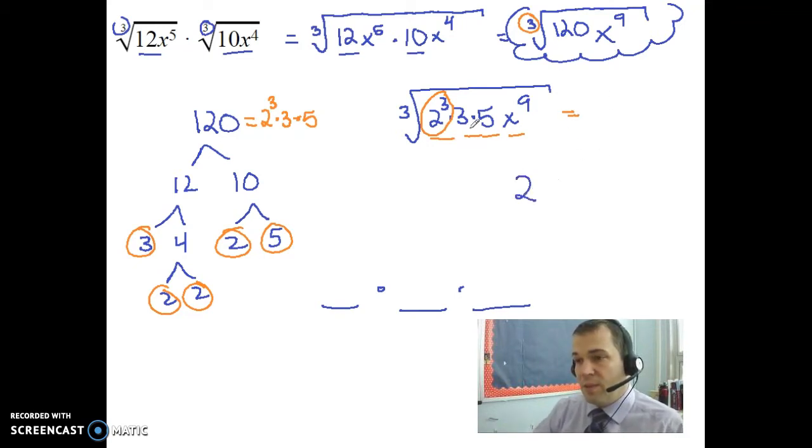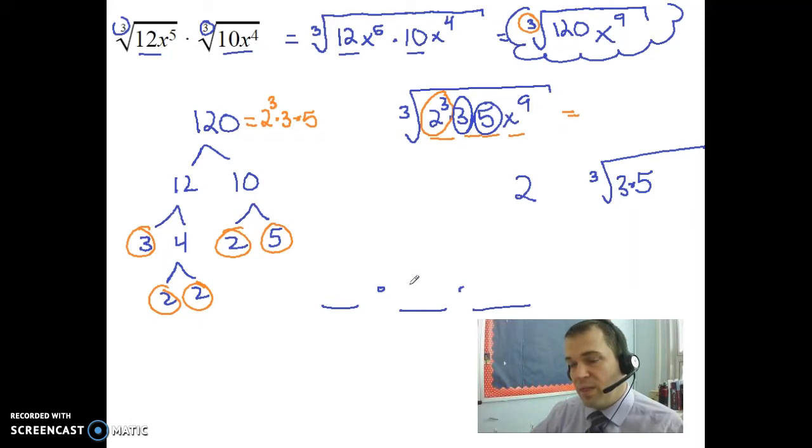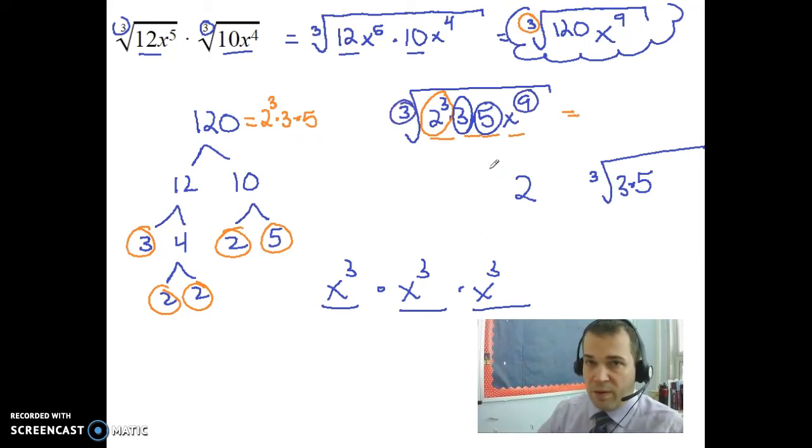When it comes to the 3 and the 5, there's only one of these and there's only one of these. So I can't put them in any slots at all. So they're both going to remain inside of my radical symbol, 3 times 5. And x to the ninth, if I had 9 x's to split among 3 slots, every single one of these could get 3 x's. 9 divided by 3 is 3, and there's nothing left over. Nothing remains, which means there's nothing left on the inside of the x's. It's just x cubed on the outside.